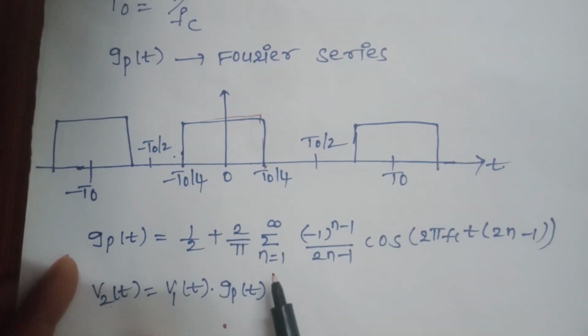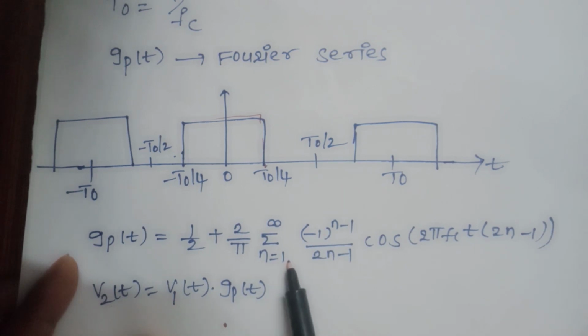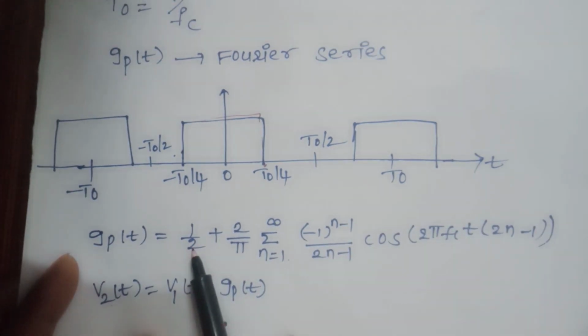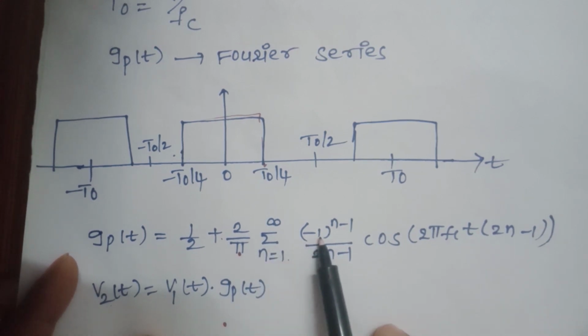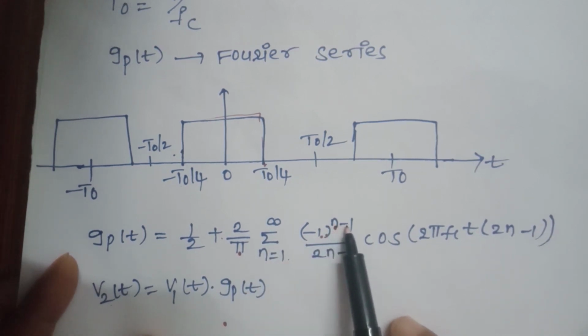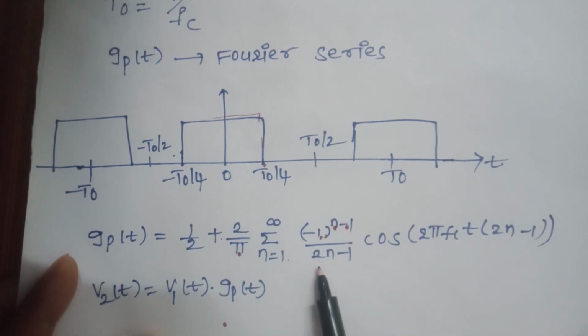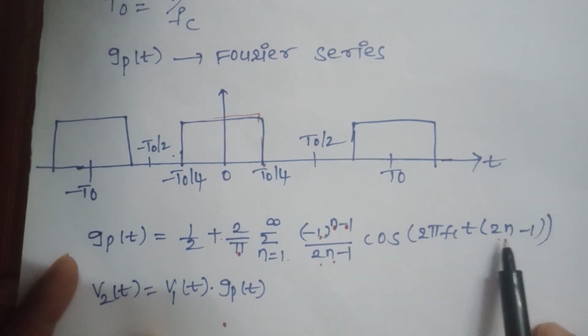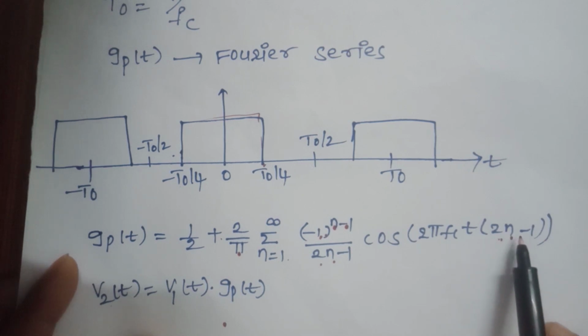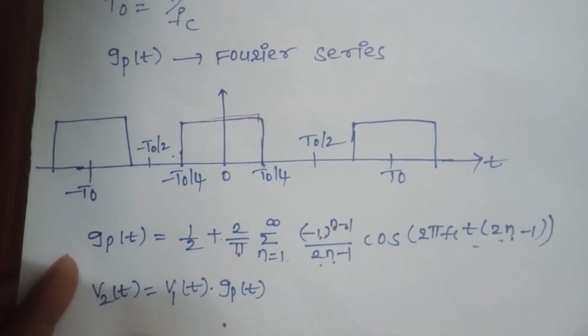Now if you substitute n equal to 1, then here we have 1 by 2 plus 2 by pi. Next, for n equal to 1, minus 1 whole power 1 minus 1, that is 0. Minus 1 power 0 is 1. Then 2 into 1 minus 1: 2 into 1 is 2, minus 1 is 1. So 1 by 1, that is 1, cos 2 pi fct. So the first term, n equal to 1, is cos 2 pi fct.